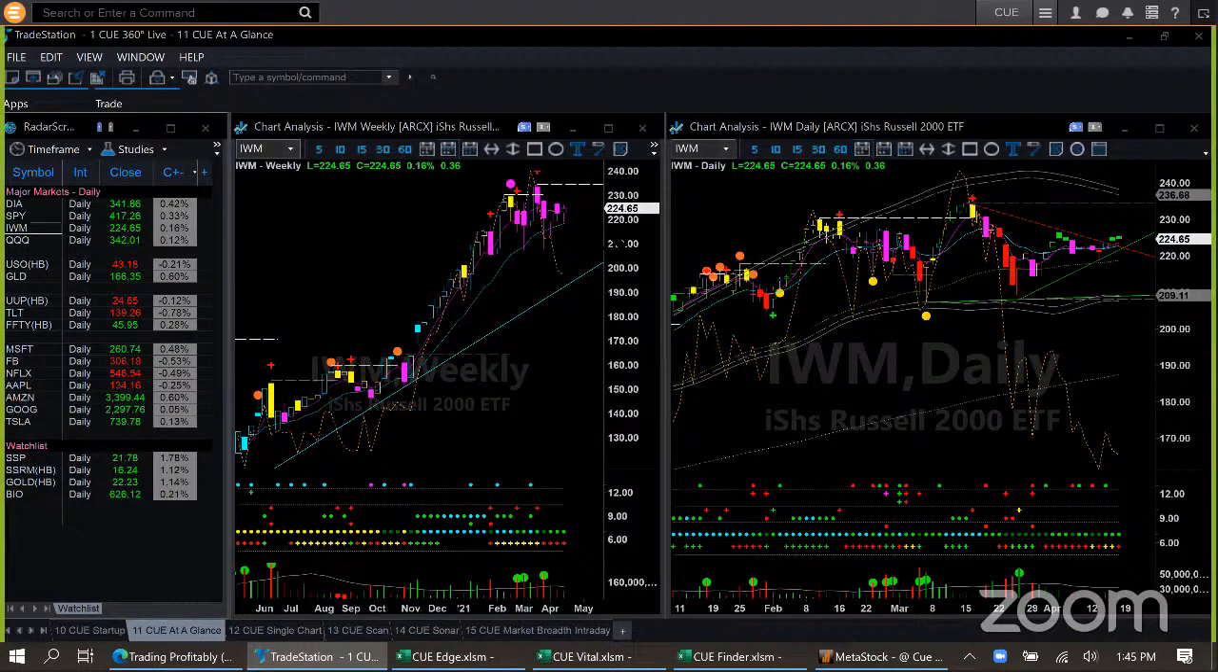IWM is lagging the other market ETFs. Here the weekly is moving inside a narrow range. Weekly backdrop color is bearish. This is the only market ETF where the backdrop color is bearish. And the daily is moving inside a range, bound by watermark resistance and trendline support as well as watermark support. Price is right in the middle of the sideways range.